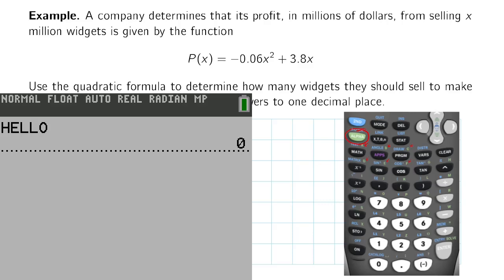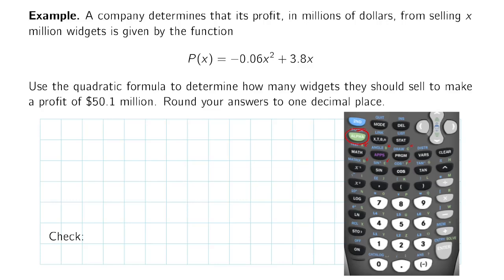So for the quadratic formula then, we will store our values of A, B, and C in the letters A, B, and C, and that will let us enter things into the quadratic formula just the way that they look. So let's get this problem set up a little bit more before we start hitting buttons on the calculator. A company determines its profit in millions of dollars from selling X million widgets with this function. We want to know how many widgets should they sell to make a profit of this much money.